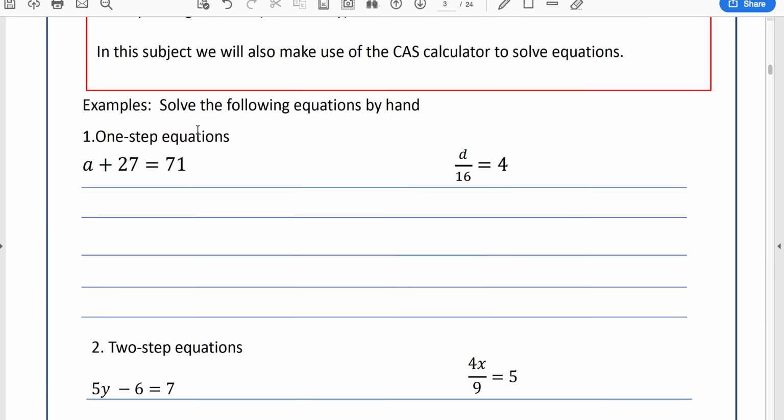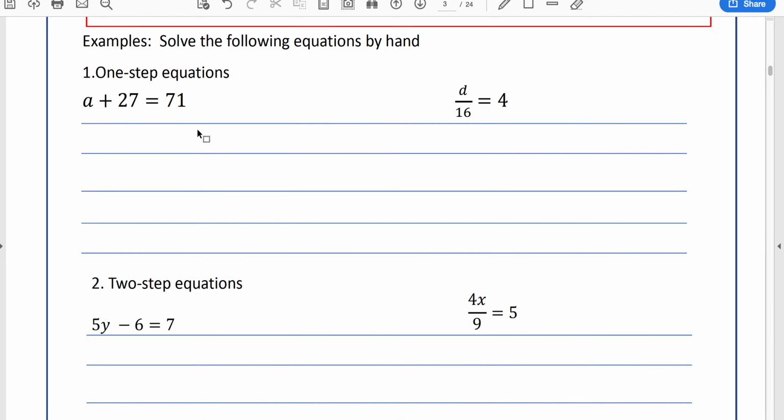So the first one, I've got a plus 27 equals 71. I need to know what a is. So my first step will be to have a look at what's happening here. 27 is being added, and I'll take away 27 from both sides. So in terms of my workings, I'll just show that the answer, a, will be 71 take away 27, since I took away the 27 from the left-hand side. That will leave me with 44.